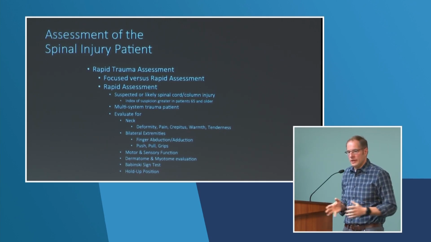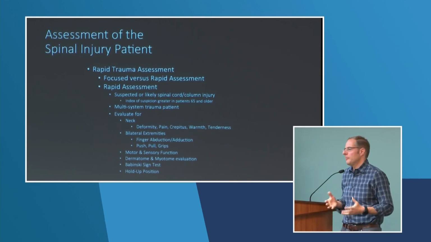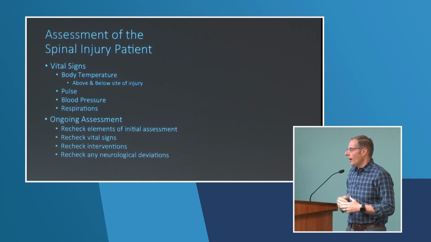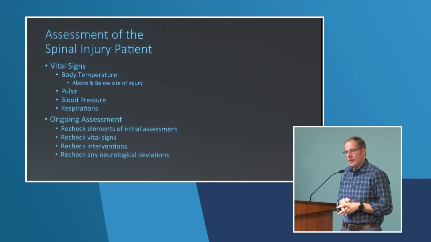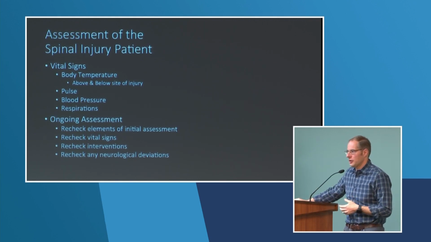Multi-system trauma patients obviously have significant mechanism of injury and many potential distracting injuries. So in the neck, you're going to evaluate for deformity. In the extremities, you're going to describe the motor findings and sensory findings. We see dermatome and myotome evaluations, basically what can they move, what can they feel. Body temperature, just noting clinically if they have a cold leg, something like that, noting the pulse and the blood pressure, and then continuing to reassess your interventions and reassess the neurologic findings.